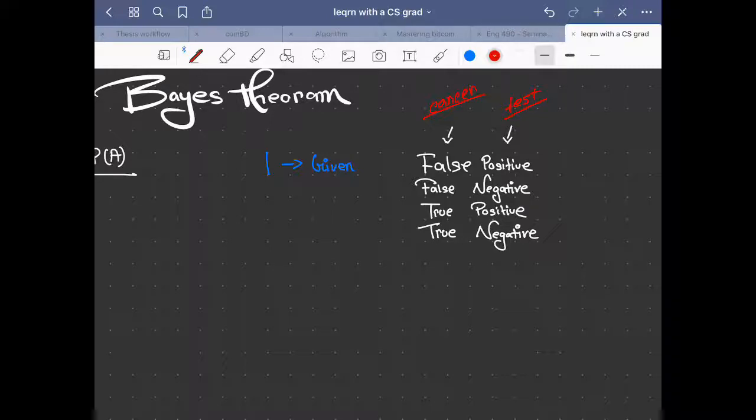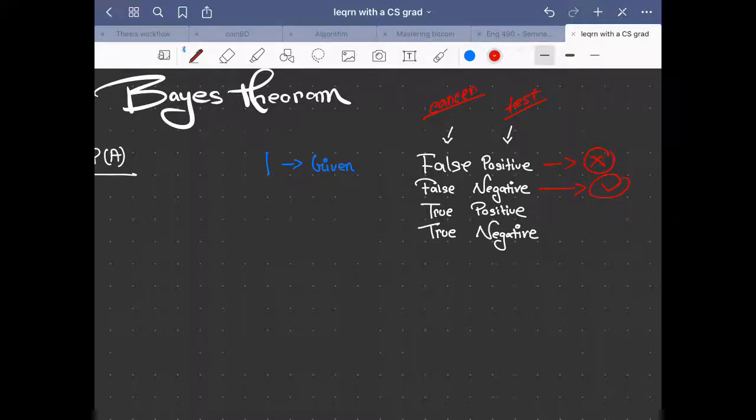So false positive means that you don't have cancer, but you are tested positive. So that's never good, right? You don't have cancer, but the doctor tells you that the reports say that you have cancer, so that's never good. So false negative, so you don't have cancer and the test results say that you don't have cancer, so this is good, this is what we want.